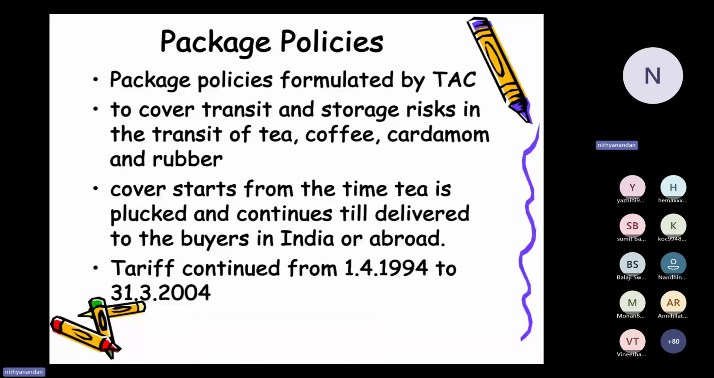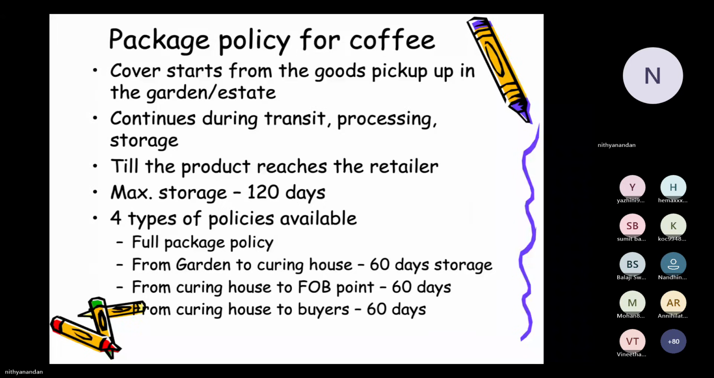The transit risk and storage risk of tea, coffee, cardamom, and rubber are the four major policies issued as package policies. Very simple. Why are all these four policies called package policies? They cover everything right from the start of procurement of the raw material, transit to the factory, storage risk at the factory, process risk at the factory, transit of the finished goods to the wholesaler, transit from the wholesaler to the retailer, and intermediate transit and intermediate storage. Everything is covered under a single policy.